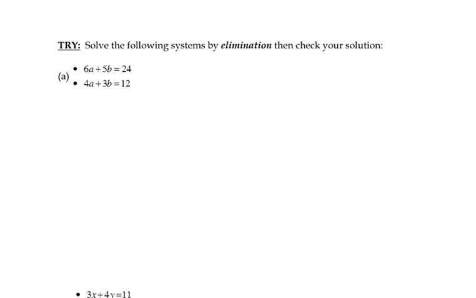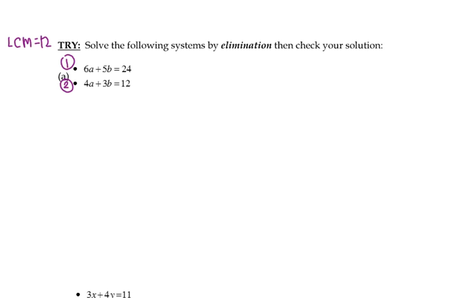Okay, so a it is. It doesn't matter. We're going to choose a. So we're going to make the a's the same. Okay? Now, 6 and 4. Let's use lowest common multiple. What's the lowest common multiple of 6 and 4? What's the lowest number that both 6 and 4 will divide into? 12. The lowest common multiple of 4 and 6 is 12.